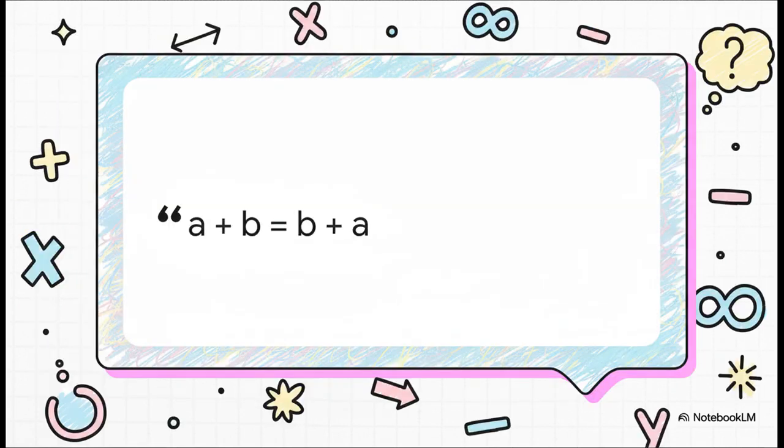Take this for example. A plus B equals B plus A. This is a universal truth in math. We call it the commutative property. And all it's saying is that it doesn't matter what numbers A and B are, you can add them in any order and you'll always get the same result. See? Variables let us write down these fundamental rules that are always true.